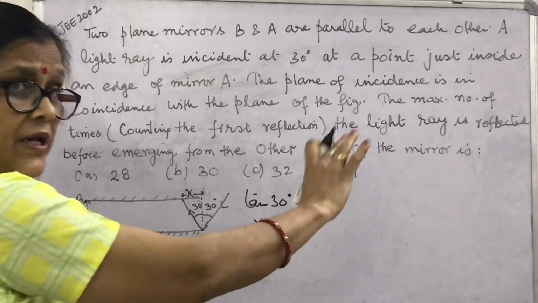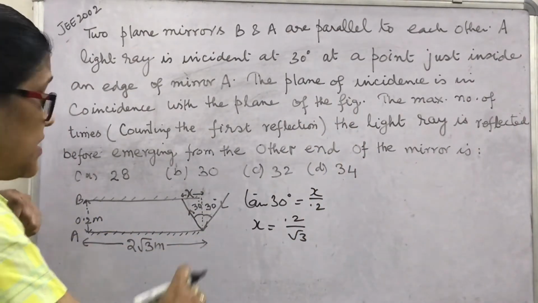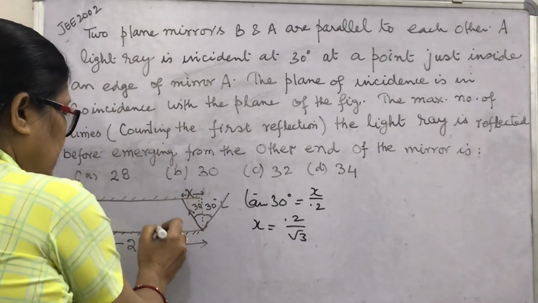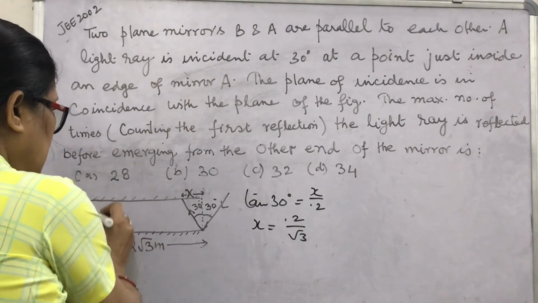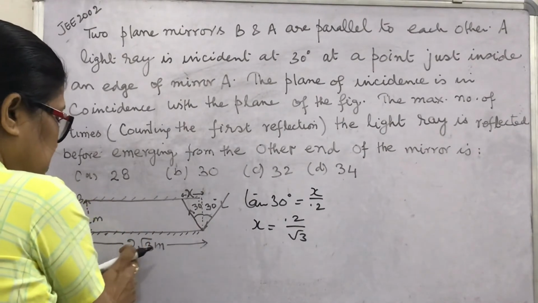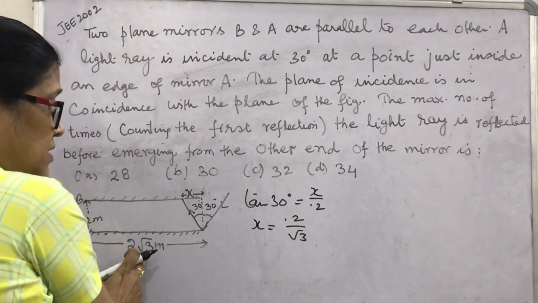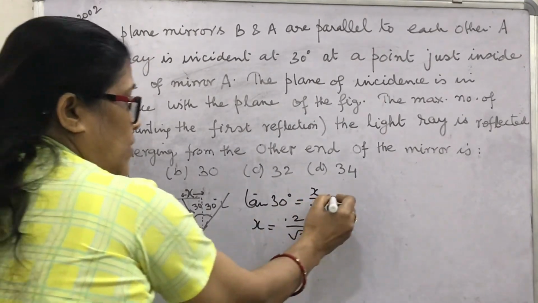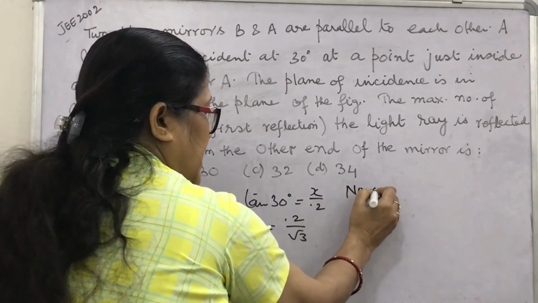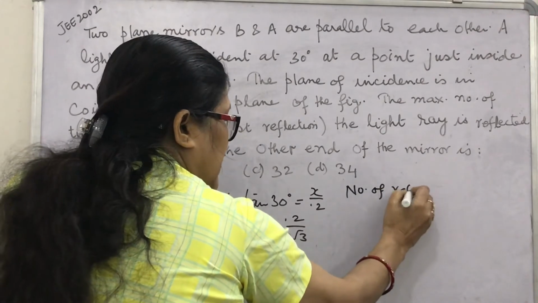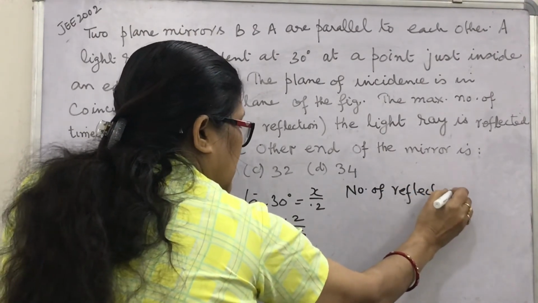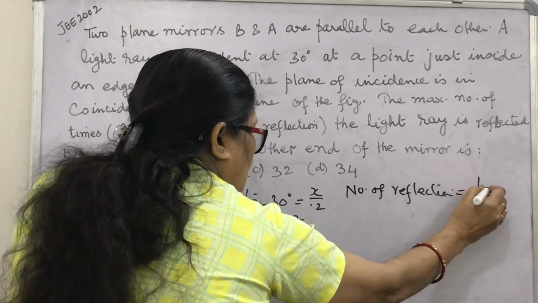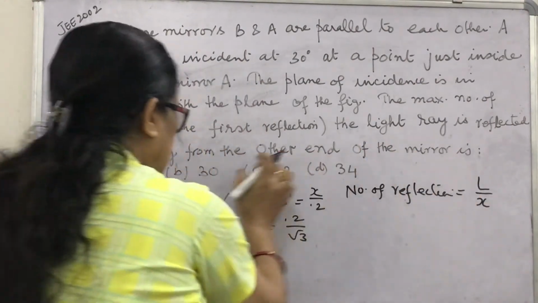Now, how many reflections will occur? The ray will be reflected till the length of the mirror, which is 2 root 3 meter. So how will you write the number of reflections? Simple, L by this distance x.